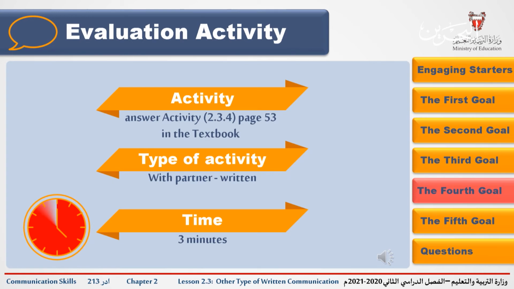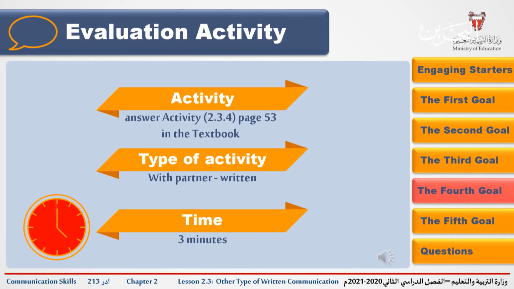Alright, my dear students, your time is up. You can now check your answers with information found in your textbook. With this, we have now completed our fourth objective, and we will move on to our fifth and last objective of this lesson. Notice board.